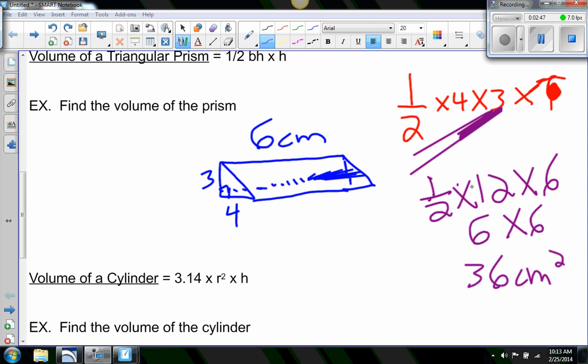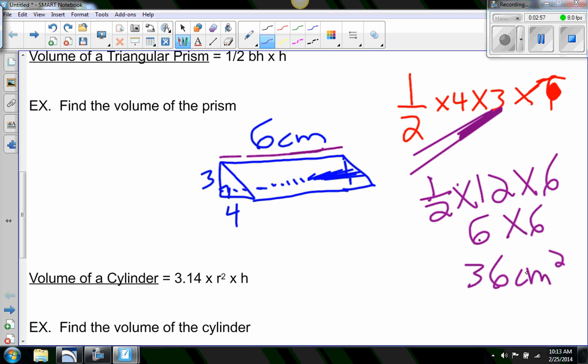If I have half times 4 times 3, which is 12, times 6, which is the height of the whole figure, half of 12 is 6. 6 times 6 is 36. And that should be a 3 because it's volume. So 36 cubic centimeters is the answer to that problem.